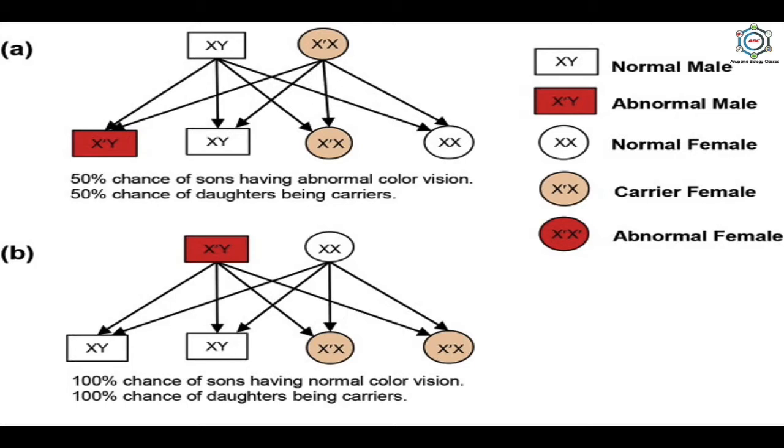In case an abnormal male crosses with a normal female, in this condition there is a 100% chance of the son having normal color vision and a 100% chance of the daughters being carrier.